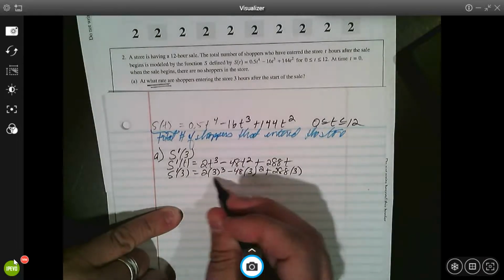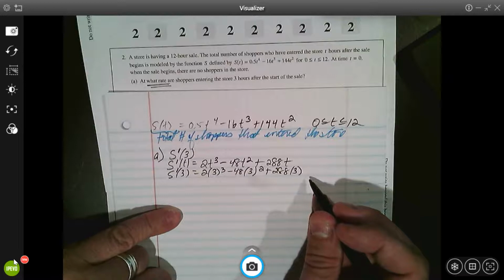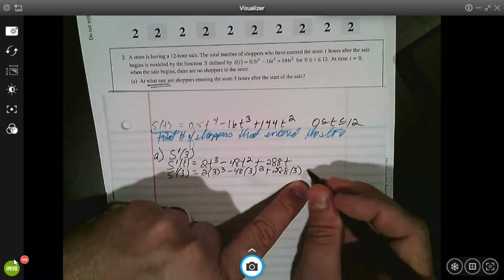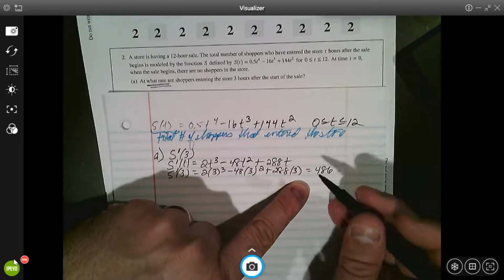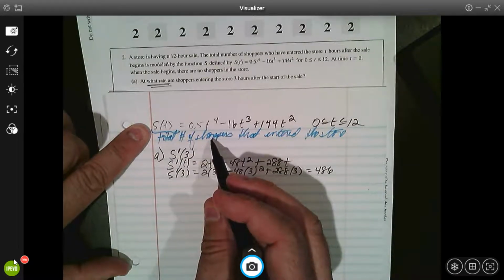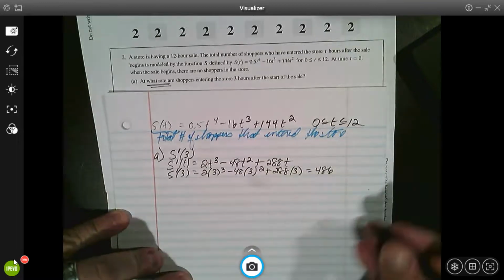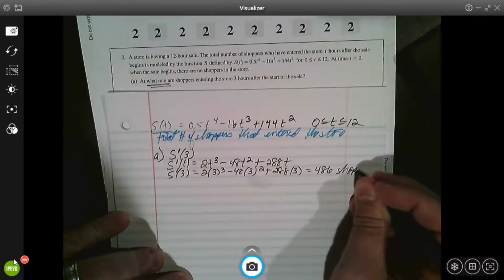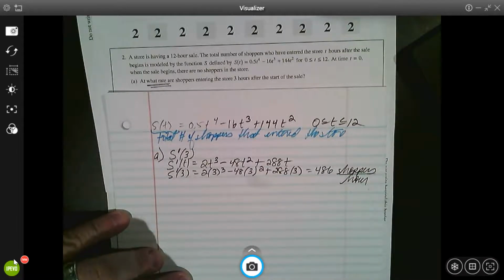You'll notice every single one of these is a numerical value, so this is a safe stop. Or you could go through and simplify and say that that's going to be 486. Now, what are the units? S of t is total number of shoppers. We're measuring how this changes over time, which is being measured in hours. And so this is shoppers per hour.